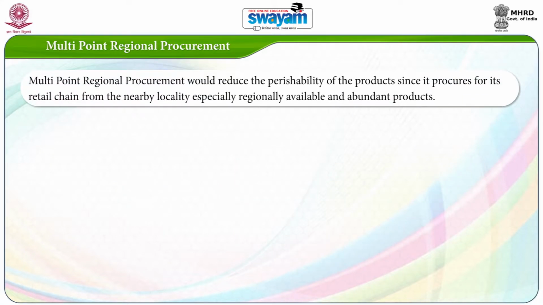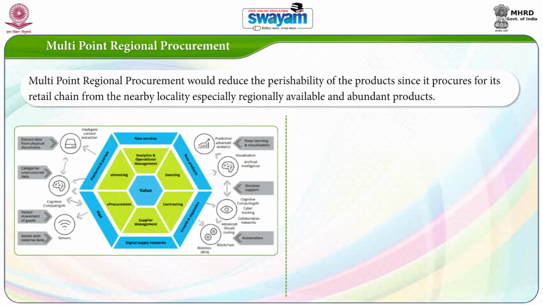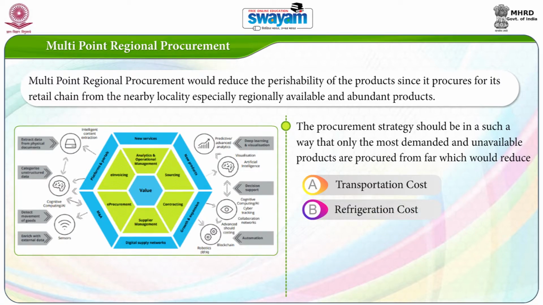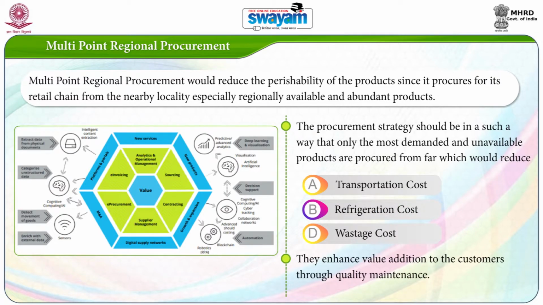Multi-point regional procurement. Multi-point regional procurement would reduce the perishability of the products since it procures for its retail chain from the nearby locality, especially regionally available and abundant products. The procurement strategy should be such that only the most demanded and unavailable products are procured from far, which would reduce transportation cost, refrigeration cost and wastage cost, and enhance value addition to the customers through quality maintenance.